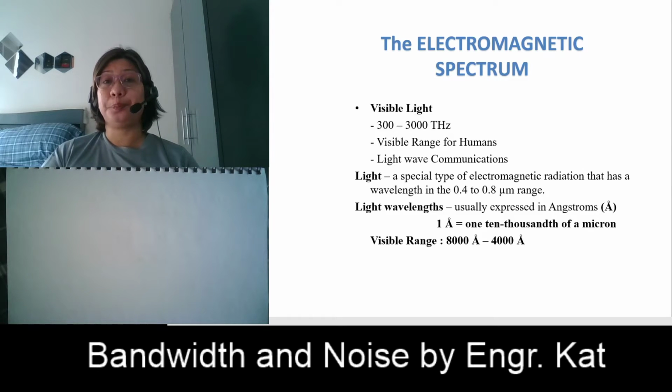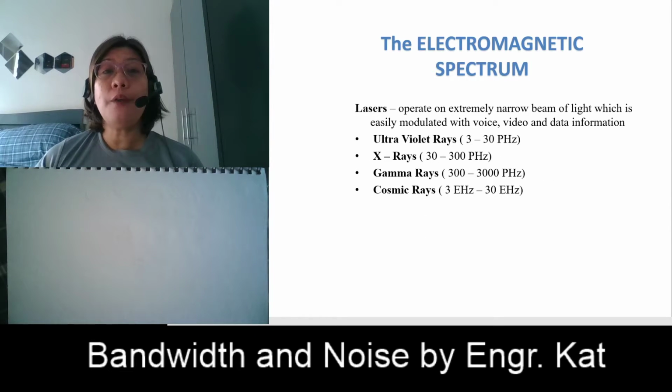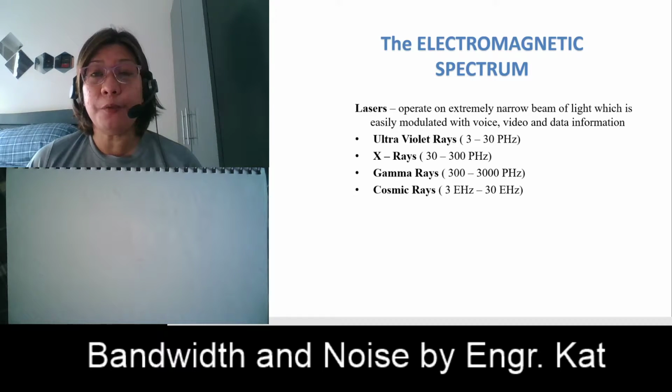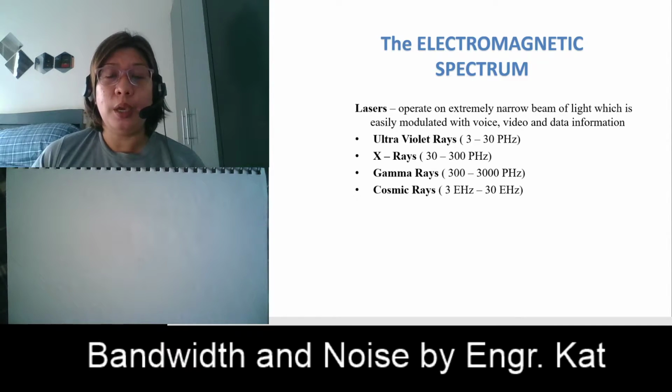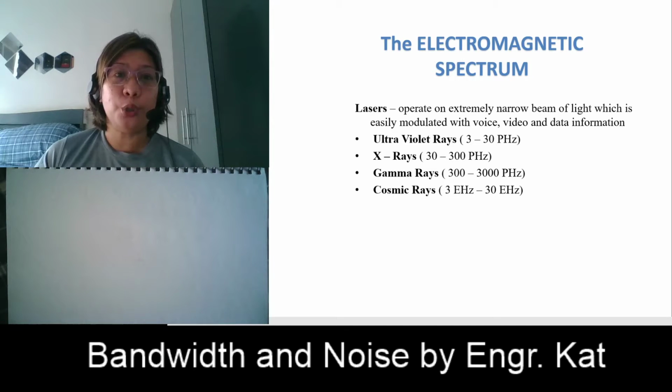But you just have to be aware of the values, of the definitions, of the terms that you may encounter someday. Okay, so we have here lasers. They operate on extremely narrow beam of light, which is easily modulated with voice, okay, video, and data information. Okay, so ultraviolet rays, you have 3 to 30 petahertz. So X-rays, you have gamma rays, and you have cosmic rays. So this is beyond your radio waves communications, okay?